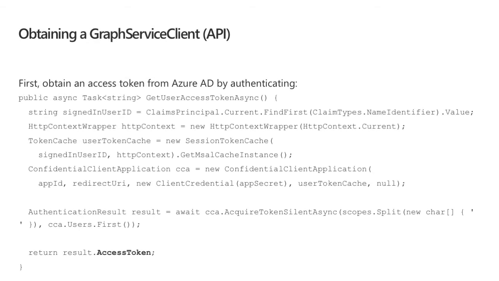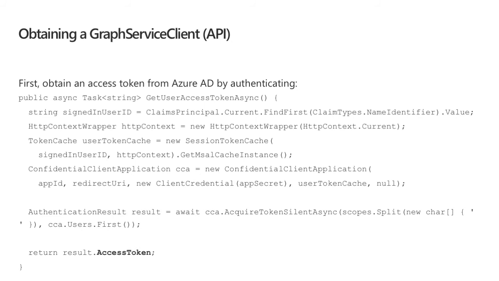So how do we obtain a Graph Service Client, which is from the SDK or from the API? The way I'm going to do this is I'm first going to obtain an access token from Azure AD by authenticating. There are a couple of different ways we can do that. I'm showing you one way here using the acquire token silently asynchronously option. What that does is use a token cache that we're going to define, so that the first time I authenticate with my application, it has to go out to Azure AD to authenticate and obtain an access token. But it will store that access token for later use.